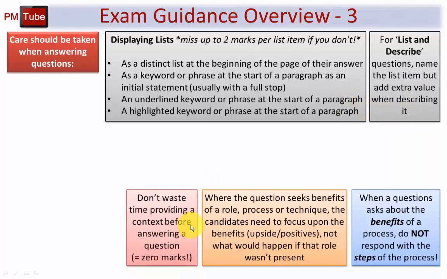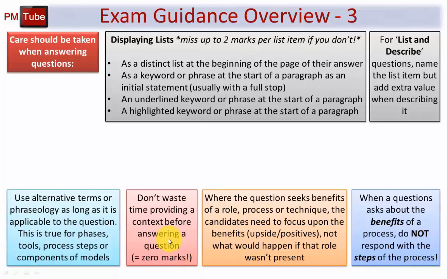Don't waste time providing a context before answering a question. You'll get 0 marks. The examiner knows what the question is about, so don't waste your time and energy writing it down. Just give the number of the question and start answering it immediately. You can use alternate terms or phraseology as long as it is applicable to the question. This is true, for example, when you're naming a project phase, particular tools or process steps or components of modules.